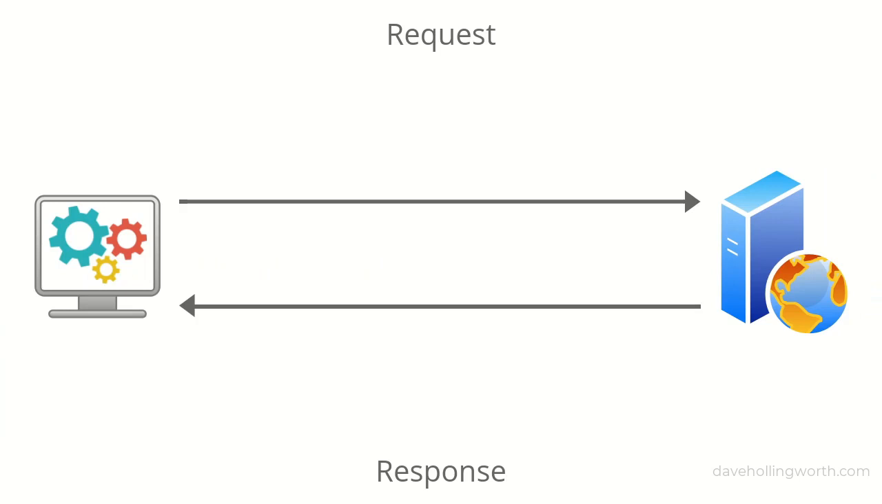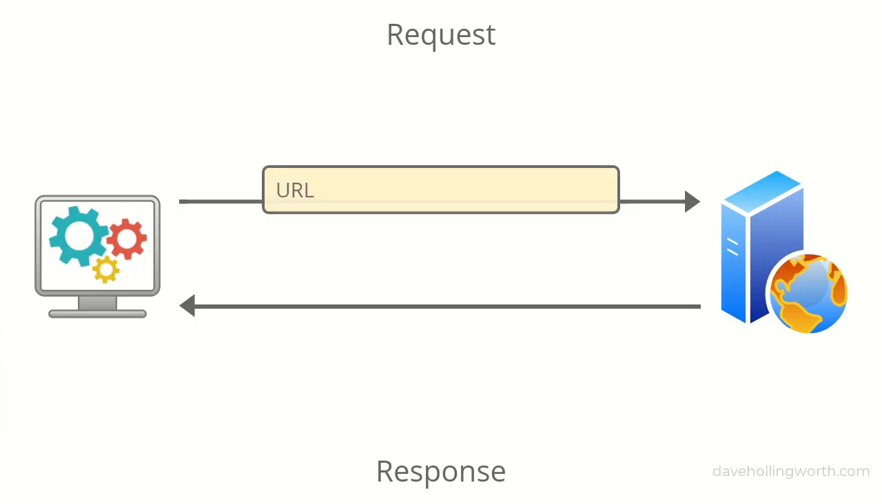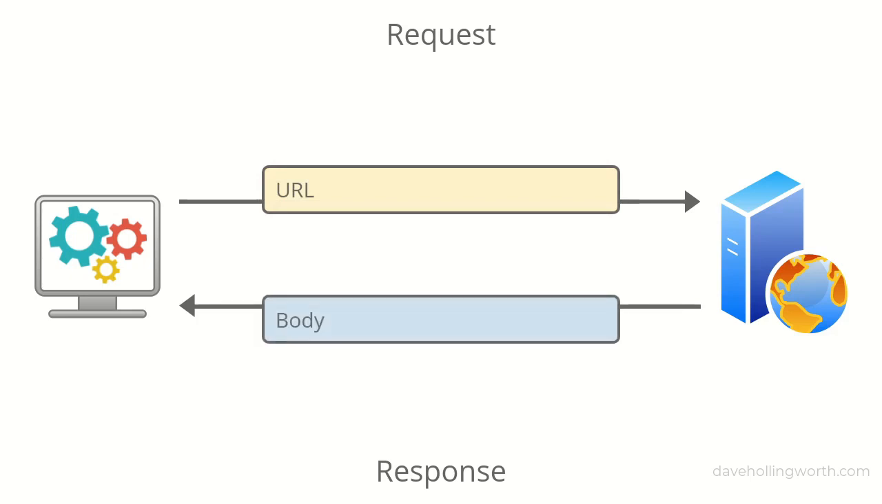When you make a request to a web server, you provide the URL, and the web server returns a response. This response typically contains HTML for regular web browsing, or JSON in the case of an API. In addition to these, there are additional parts of the request and response that we need to use when working with APIs. Let's start with the request.